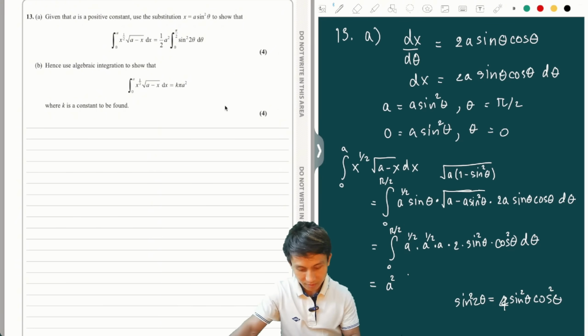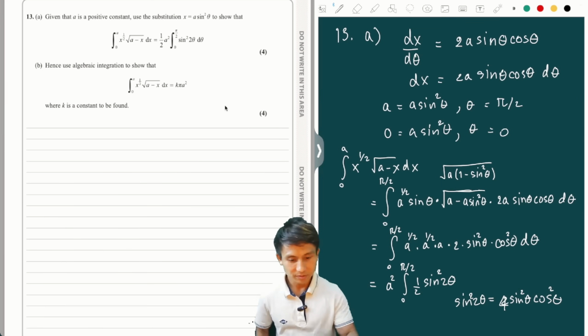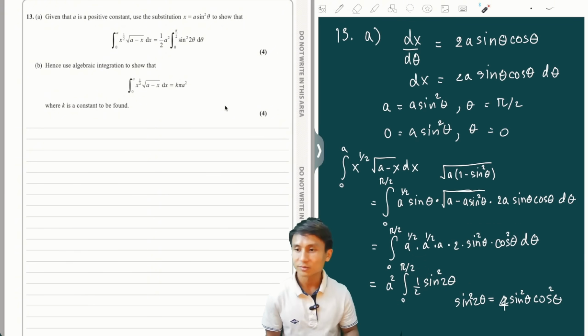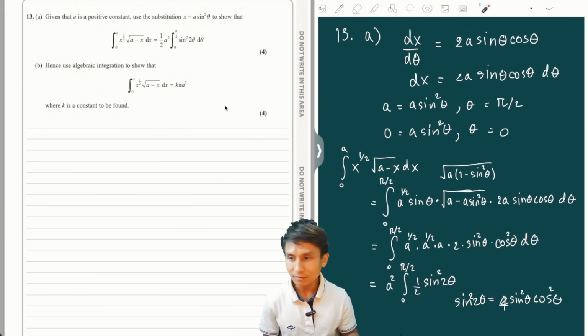So I have a squared here in front. And then that whole thing inside here will be 1/2 sine squared 2 theta, if you rearrange. Basically, sine squared 2 theta divided by 4. If you sub this into just this part, 4 will cancel with 2. That's why I get a half here. Just algebra there. And that's as required, I think.